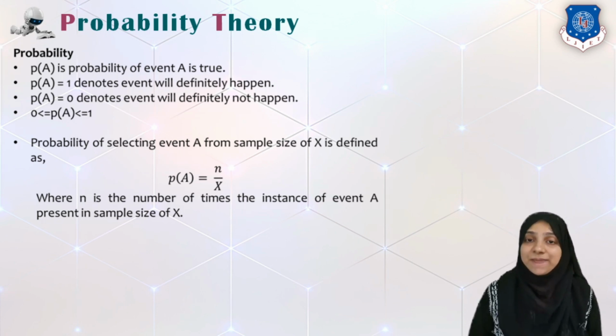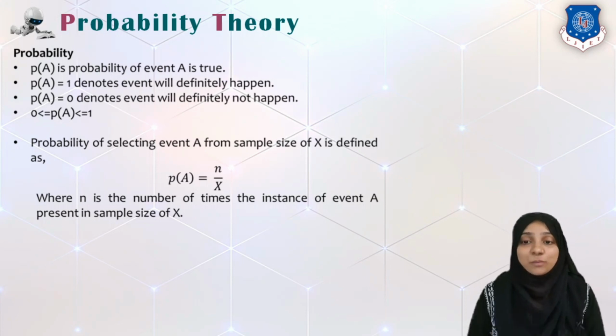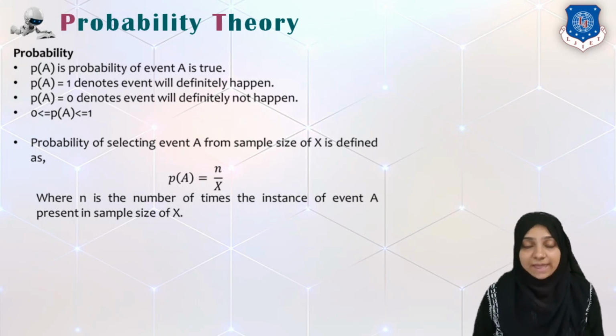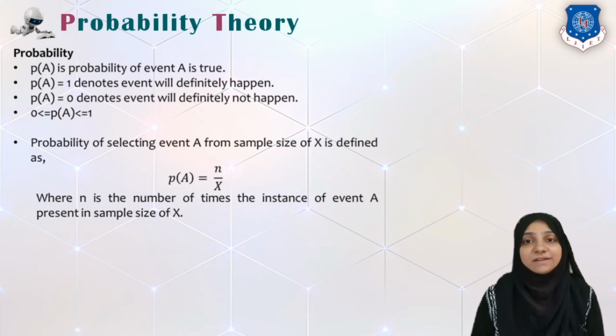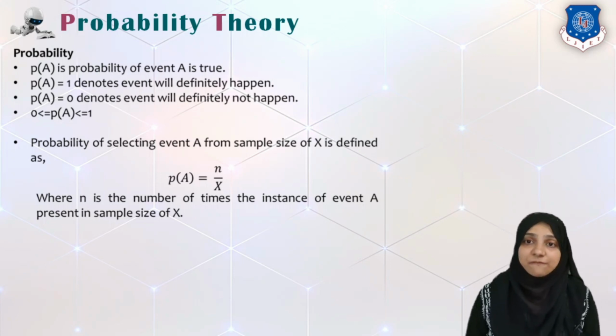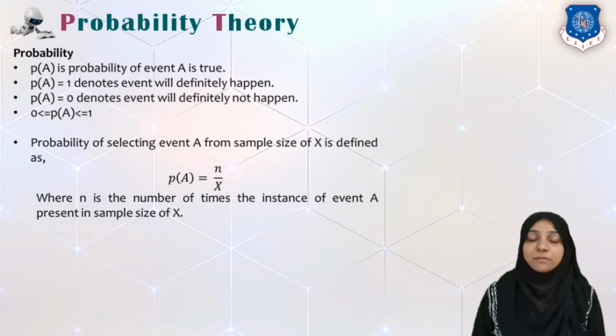In probability theory, P of A is called the probability of a certain event A when it is true. So when an event is either true or false, its probability can be found using P of A. Say for example, in a particular box there are 5 red balls and 6 black balls. If we draw one ball from the box, then drawing a ball is called event A. Now what is the probability that the drawn ball is red in color?